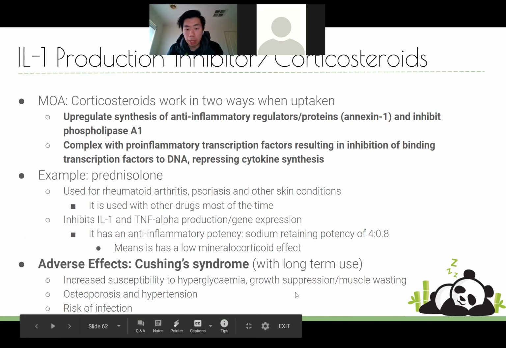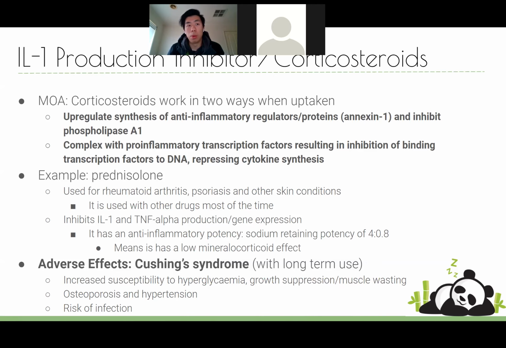So amongst a lot of other things, you get susceptibility to hyperglycemia and osteoporosis, growth suppression, muscle wasting, hypertension, and your risk of infection is increased, alongside your moon face, your buffalo hump, your supraclavicular fat pads, your bruising, your stretch marks, hyperpigmentation, your hirsutism, things like that, as other factors.